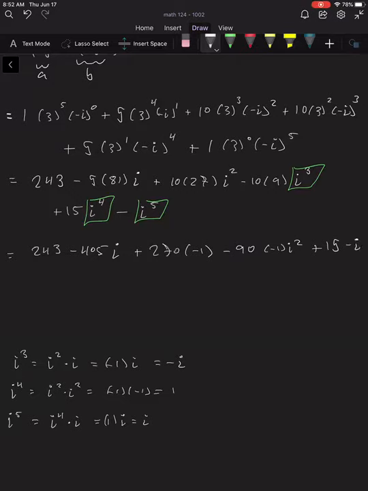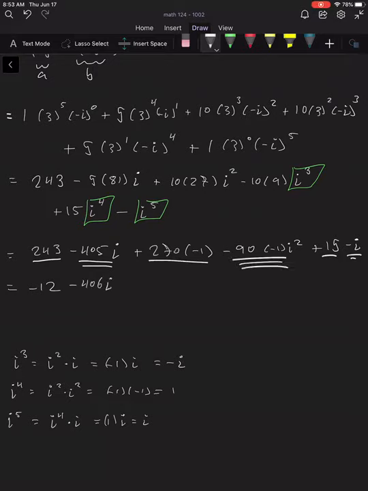Okay, so now let's simplify. So what do we have? We have a 243, a minus 270, and then a 15. Let's combine those right now. 243 minus 270 plus 15 is minus 12. We have a minus 405i and then also a minus i, so that's going to be minus 406i. And then also we have this term.